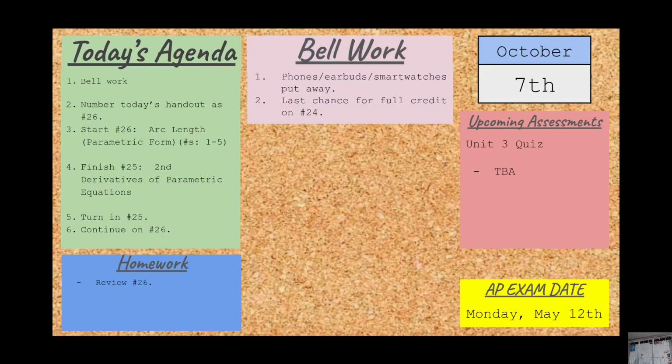And today we are going to talk about arc length again. So we did arc length just a couple weeks ago, but this is arc length in parametric equations, which is what we have been focusing on. All right, so today's handout 26 is what we're going to start off. We're going to go over the notes, and then I'm going to ask you to do questions 1 through 5. And then I will ask you to go back and finish up the assignment from last Wednesday, which was number 25, and turn it in. Then you can come back to this one.